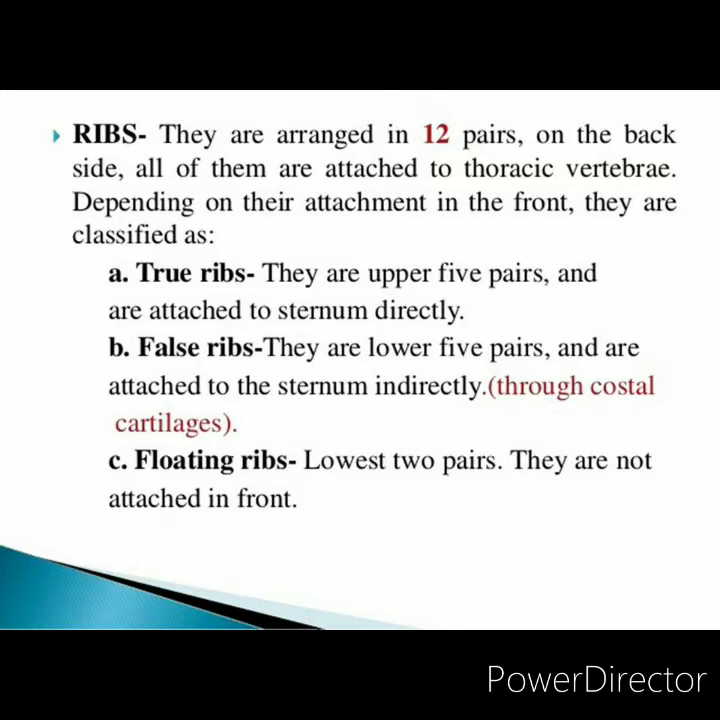So how many have gone? 10 plus 10, 20. Okay, so remaining 4 in our head, right? So these remaining 4, the lowest 2 pairs, will be known as floating ribs. Why are they floating? Because they are not attached at the front. Okay, and they are indirectly attached with the sternum. But the true ribs, the upper 5 pairs, are completely attached with the sternum. Okay, this is the classification of the ribs.